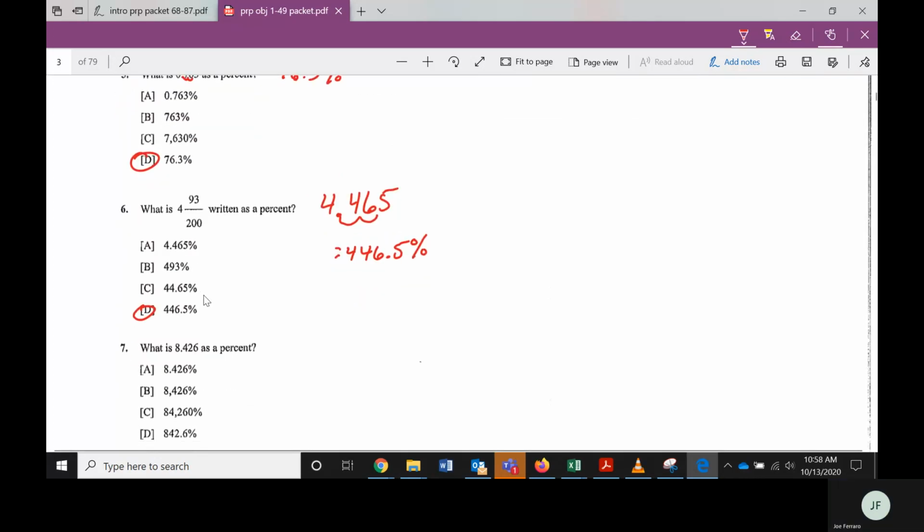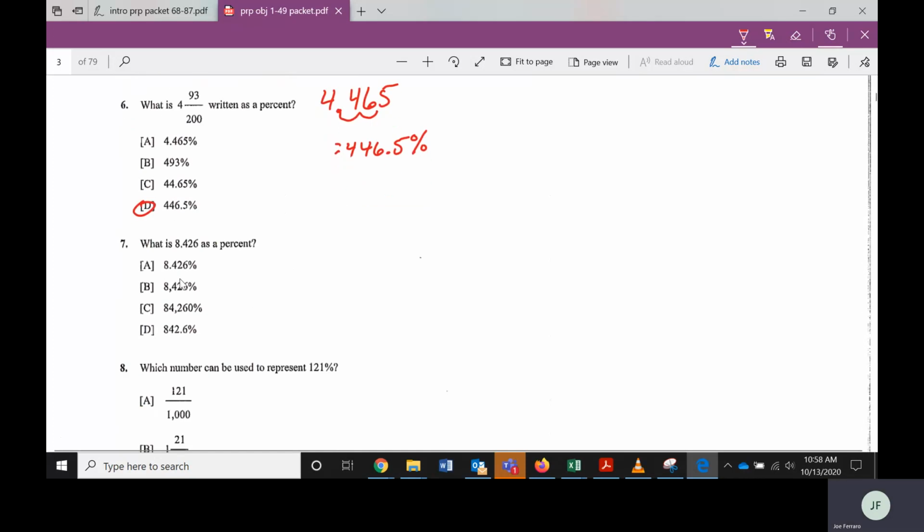Okay. I think 7, we can do it quick because it's really fast, but you've done these. This is the decimal version, even though it's bigger than 1. You just go 1, 2. So that's 842.6%. So make sure you're reading things right. That's 8.426%. So that's not it. Here's the 842, like that.